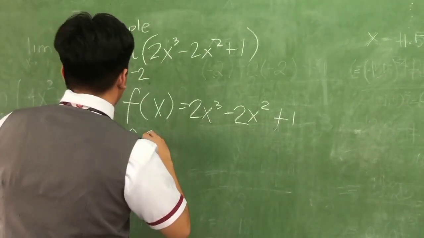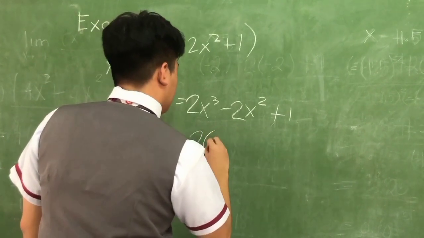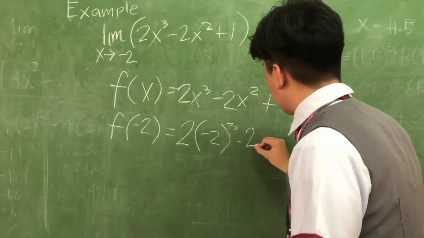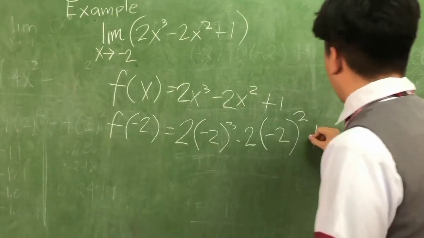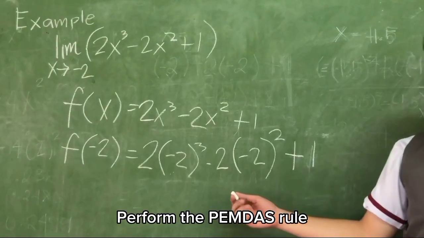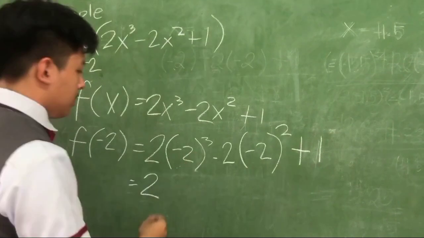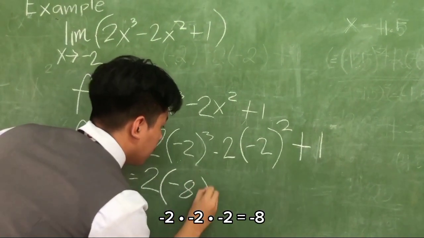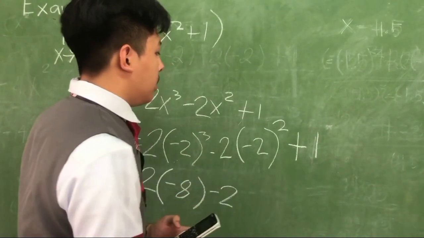F of negative 2 equals 2 times negative 2 cubed minus 2 times negative 2 squared plus 1. Ang susunod natin gagawin ay perform the PEMDAS. 2 times negative 2 cubed is negative 8, minus 2. Negative 2 squared is 4.